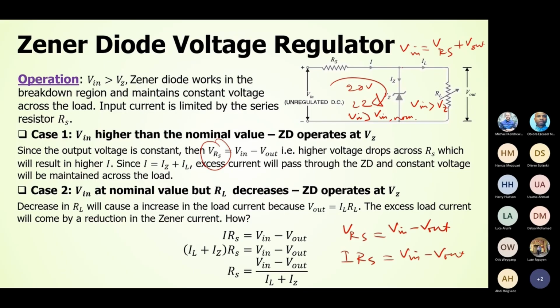If we apply Kirchhoff's current law here, I equals IL plus IZ. Then just by substituting this, we can see that the excess load current will come by a reduction in the Zener current. Since you have more load current passing through, this will cause a reduction in the Zener current, and that's how it will ensure constant voltage across the load.